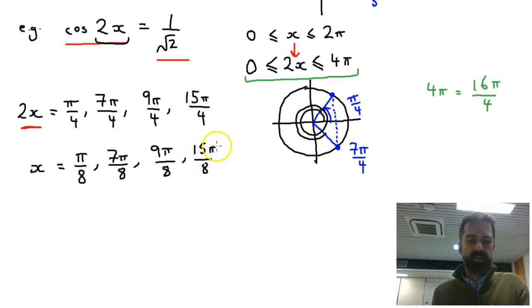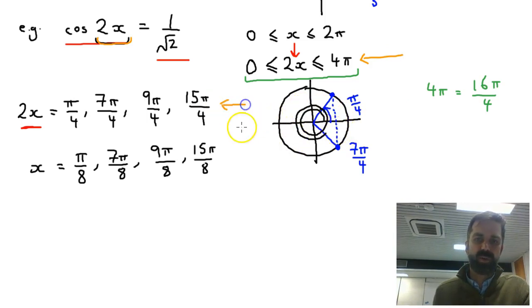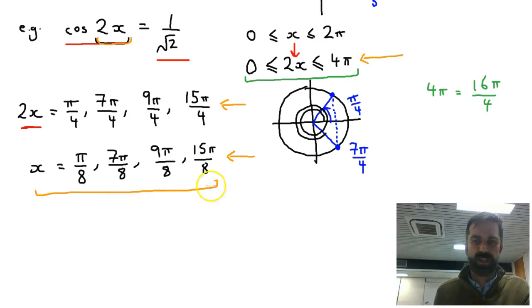So just to recap, I've done exactly the same thing as earlier, but because I've got a 2x, I had to change the range of the possible values, and that meant that I had to consider going 2 laps of the unit circle instead of just 1. That gave me 4 possible solutions, and then I had to divide this 2 onto both sides of that equation to basically give me my full set of solutions here.